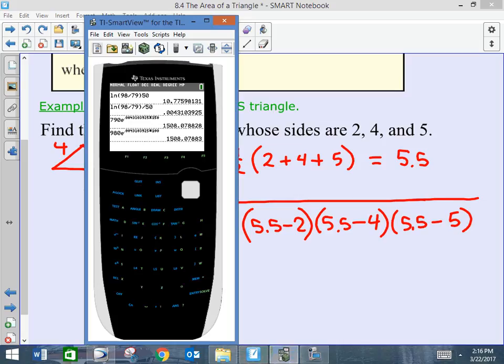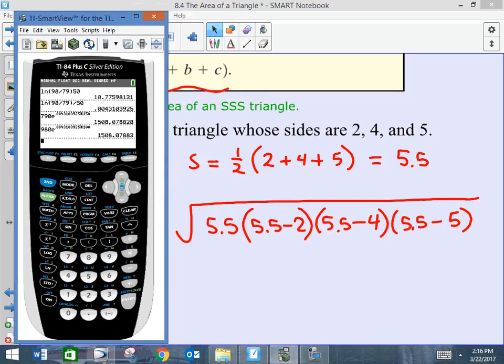Don't be doing any goofy simplifying because you don't need to. Square root. Here we go. 5.5 parentheses. 5.5 minus 2. I might just put in 3.5 times 1.5. That's simplifying, yes. Times 0.5. If you find yourself making a bunch of mistakes, then just put it in like that. But the square root, don't forget that because that's part of the formula. Don't even wait till the end to do that, just from the beginning.